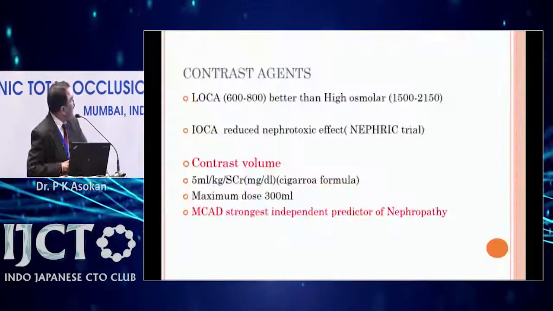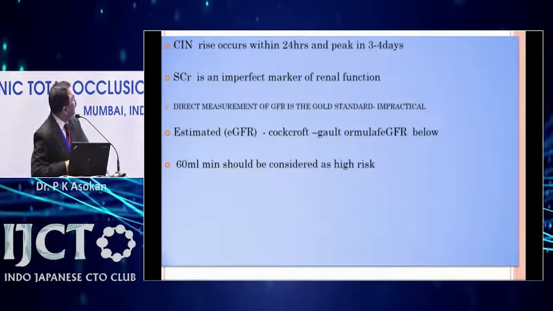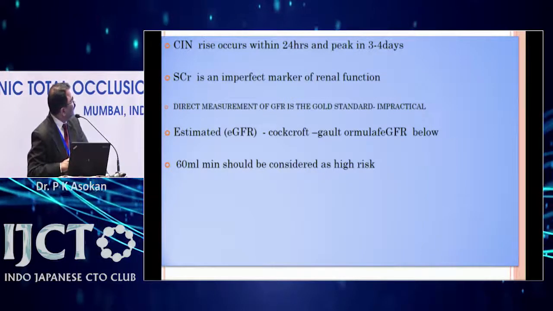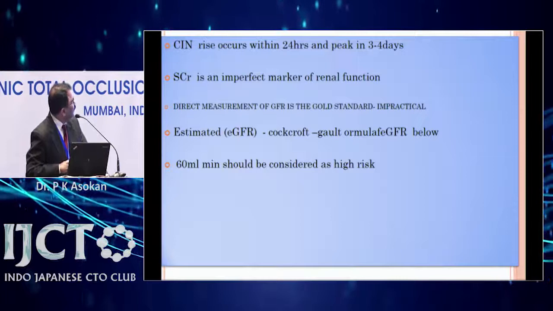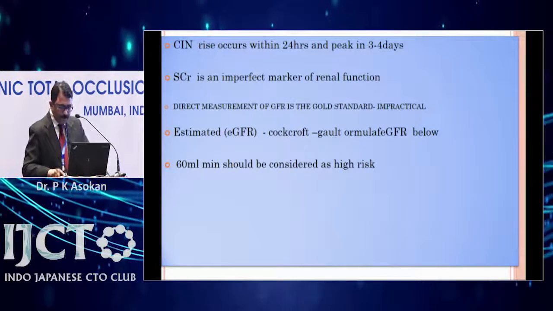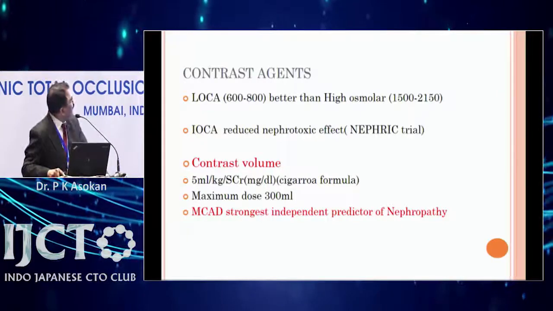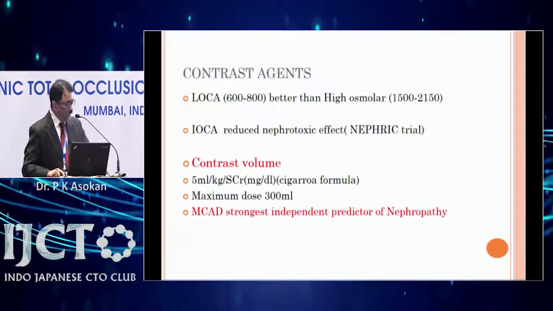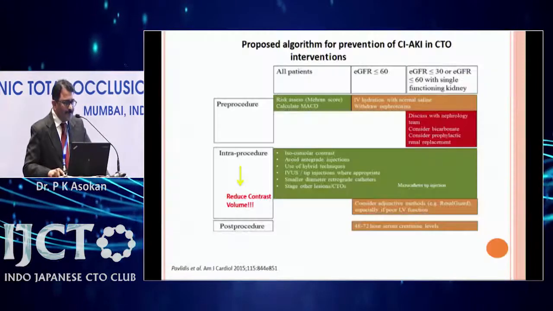So usually it occurs within 24 hours, peak in 3 to 4 hours. Serum creatinine is an imperfect marker for renal function. You have to calculate the eGFR using the formula. And so for different contrast, whether you use low molecular or isosmolar, there is not much difference. We got 30 seconds, sir. Yeah. I come to the last slide.